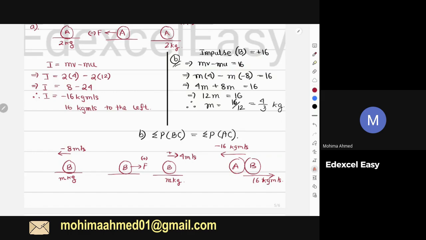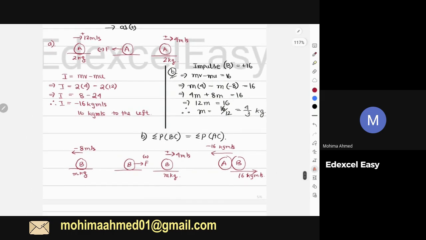16. Final velocity was positive 4, so m multiplied with positive 4 gives you 4m, and initial velocity was negative 8. That's why you got m multiplied with negative 8. That gives you minus minus plus 8. And on the right-hand side, 16 will just continue. And after that, 4 plus 8 is 12. 16 over 12 is just 4 over 3. Is this clear, Asif? Yeah.